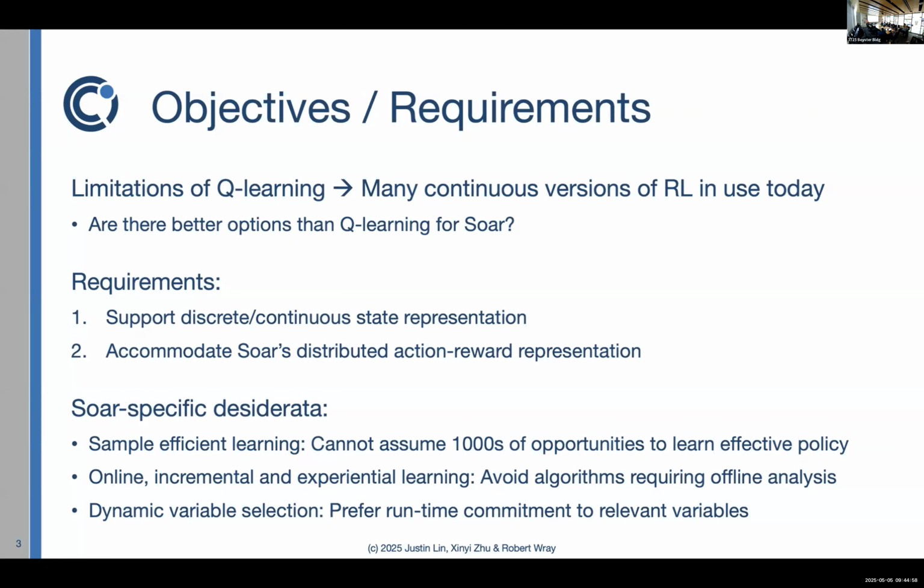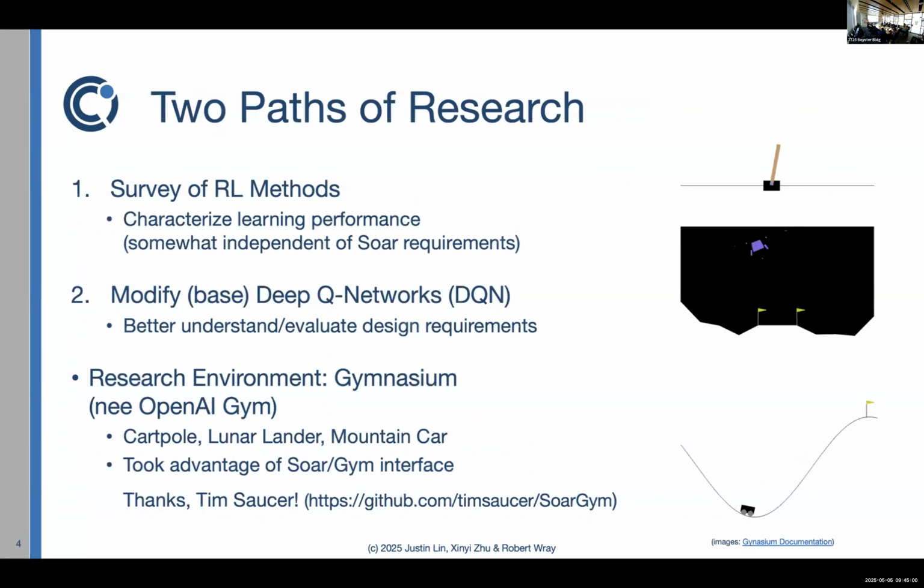So that was some of the things that we were thinking about. We ended up taking two parallel paths. I'm going to talk about them in the reverse chronological order in which they happened. One was just to take a look at what kind of methods are out there and characterize the learning performance of those methods. And the other one was to take a deep dive into one particular algorithm, this Deep Q Networks algorithm, DQN, and look at how we might implement SOAR requirements with that agent.